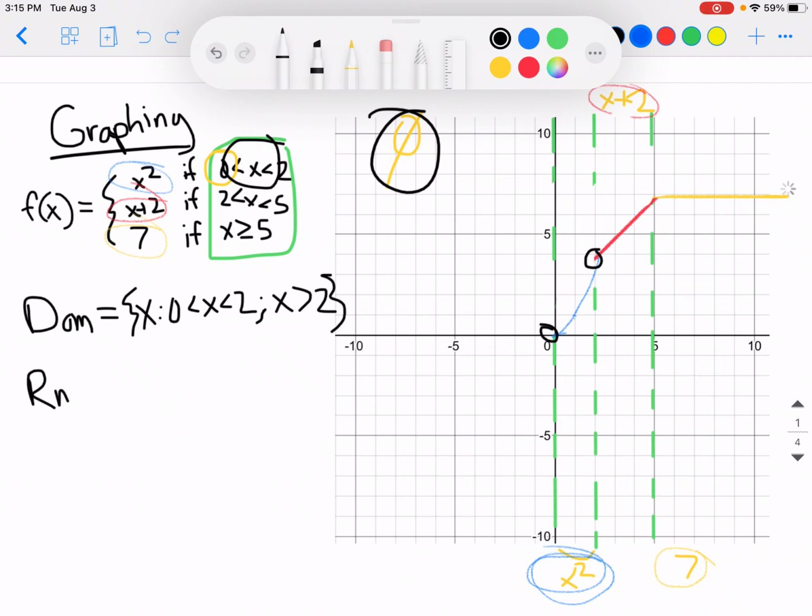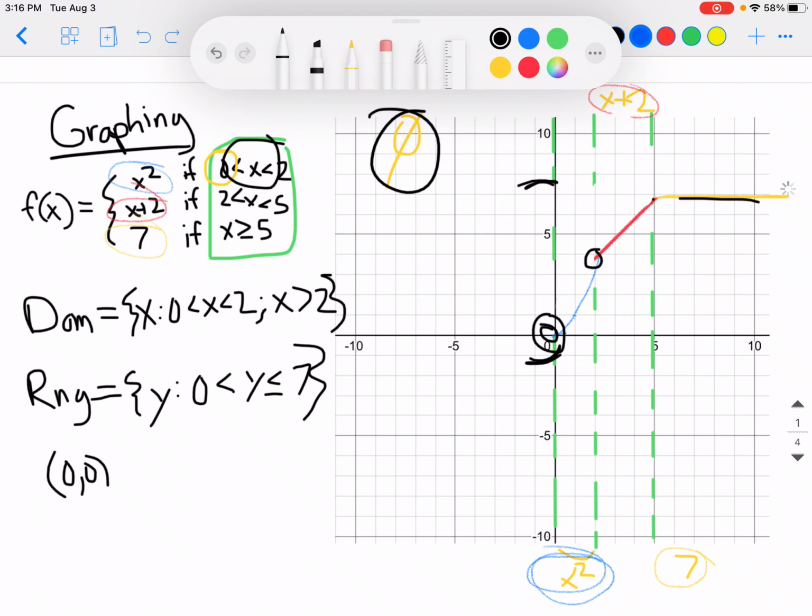For our range, we need to take a look at the values that we have here. We're bounded in a certain area, so we go from here to here in terms of our y values. Our range is going to go from 0, and it's going to be less than, because we don't actually have a value there, we have the open circle, y, less than or equal to 7. And we do actually have values at 7, so that's why it's less than or equal to. And then as for the intercept, we only have 1, and that is at the origin.